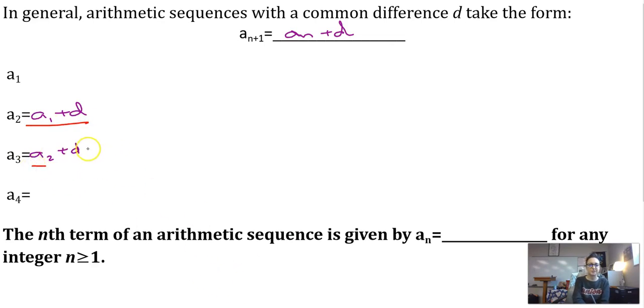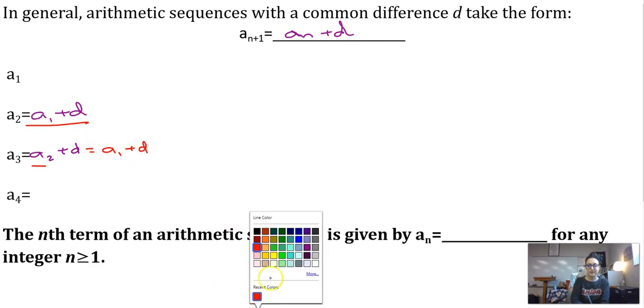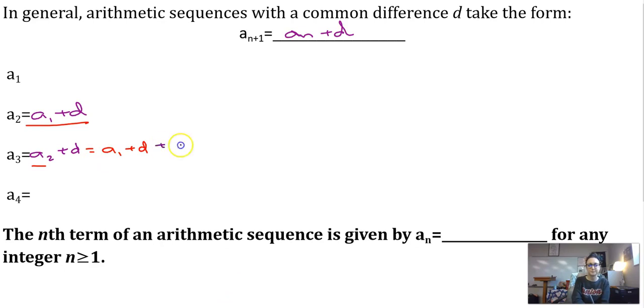So let's make that substitution, that this is going to be a sub 1 plus d, and then I still have plus another d. All right? So if I combine like terms, I have a sub 1 plus 2 d's, which makes sense, right? To get to my third term, I would start at my first and then add d twice, right? For a sub 4, I can take my third term, which we said was the first term plus 2d plus another d, right? So it would be my first term plus 3 times d.